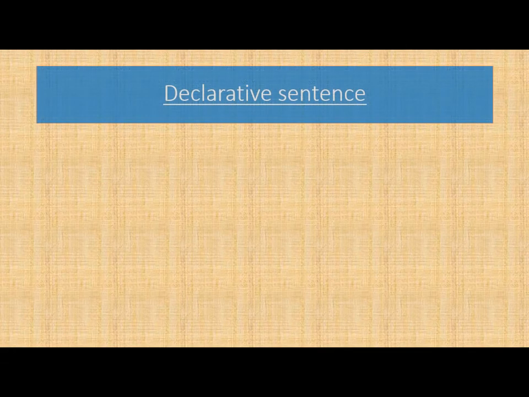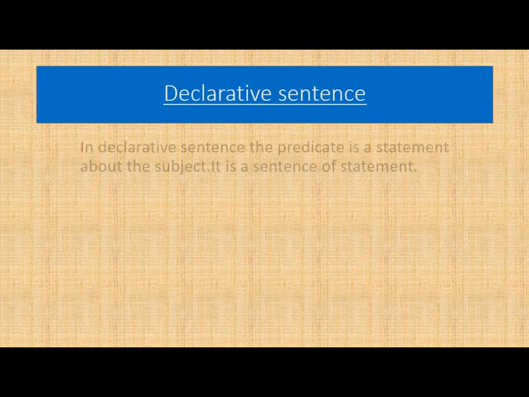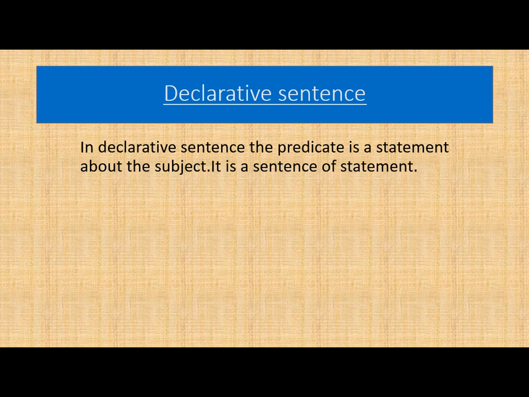Now, declarative sentence. In a declarative sentence, the predicate is a statement about the subject. It is a sentence of statement. Remember students, a declarative sentence is a sentence of statement.